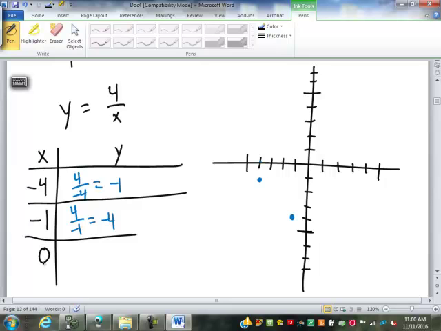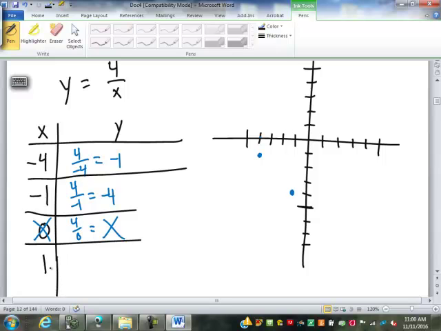What if x is 0? Y would be 4 divided by 0. What's 4 divided by 0? Well, if you try that in your calculator, it's going to give you a domain error or error. You can't do it. We cannot divide by 0, which means x cannot equal 0. You can't divide by 0. So let's try some other numbers.